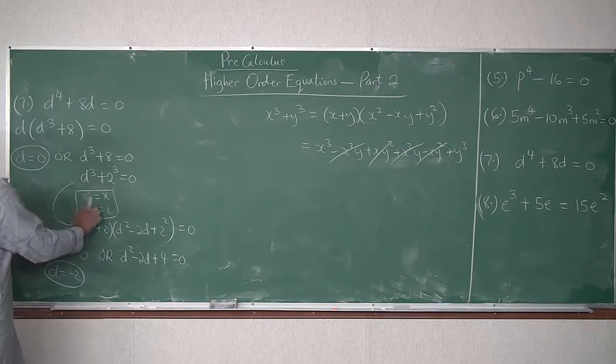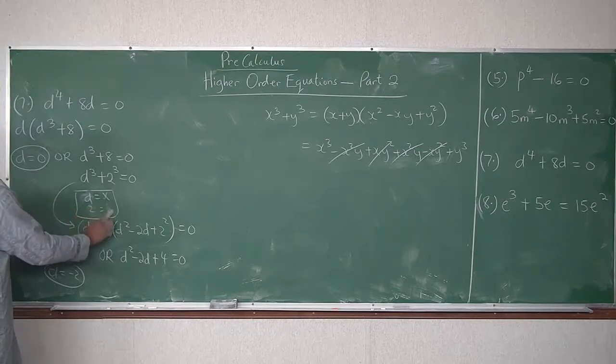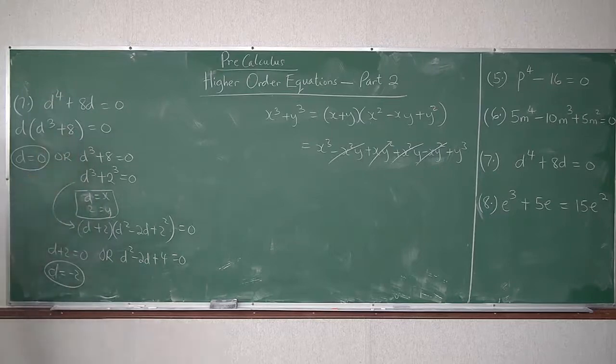I would say here x is d, and then 2 is y. That is why I compare. You need to view the videos I did on factoring using the sum of 2 cubes. In this case, d is x and 2 is y. So you can just substitute: d plus 2, d squared minus 2d plus 2 squared.